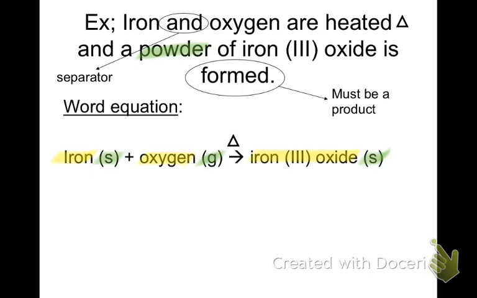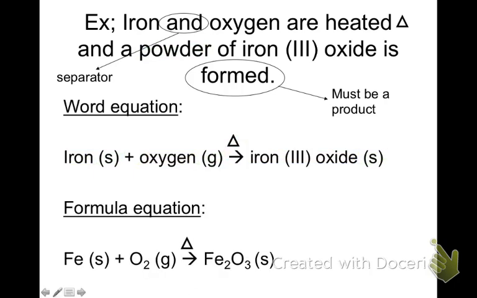Now you might not always know every state, but if you know the state, then you should definitely put it on there. And then finally, we said it was heated, and so over my yield, I put the triangle. So there's my word equation. Now let's try your formula equation. Same information, just quantitative, so meaning I have formulas.